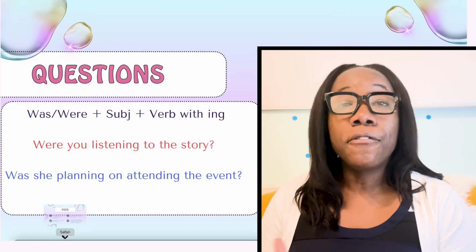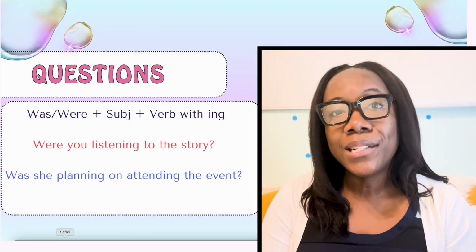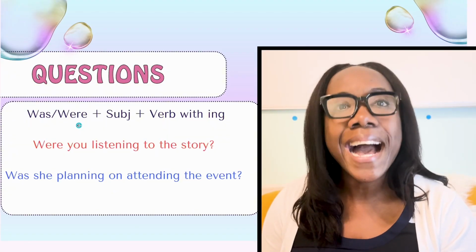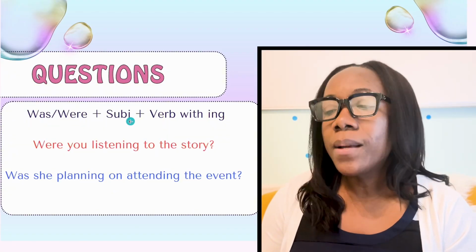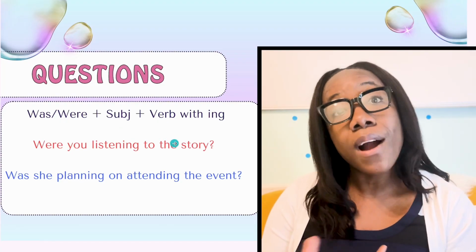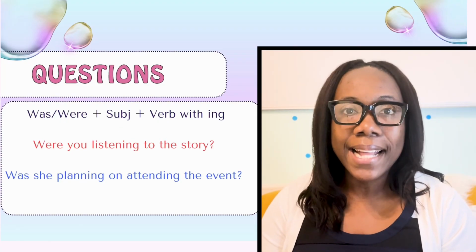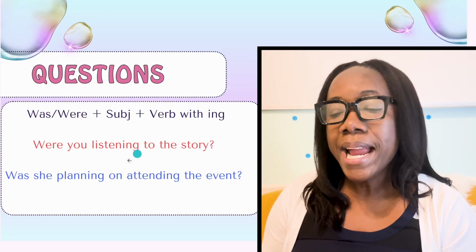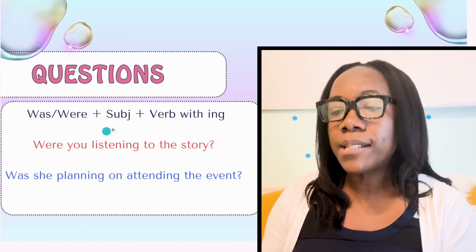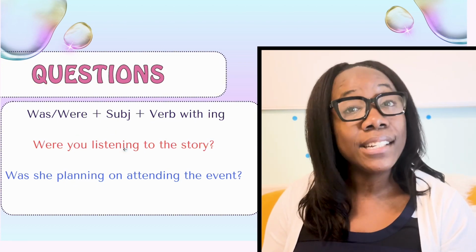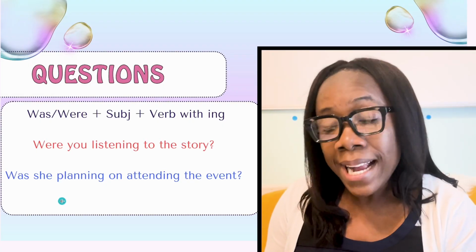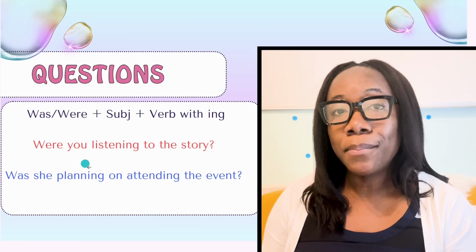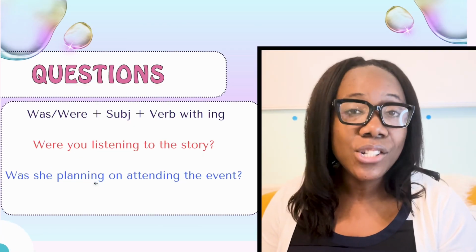Right? And then to form questions, just like we did in the present continuous, we're first going to begin with the verb to be, but it needs to be in the past tense. So was or were plus the subject plus the verb ending with ing. For example, were you listening to the story? Were plus subject plus verb with ing. Was she planning on attending the event? Was plus subject plus verb with ing.